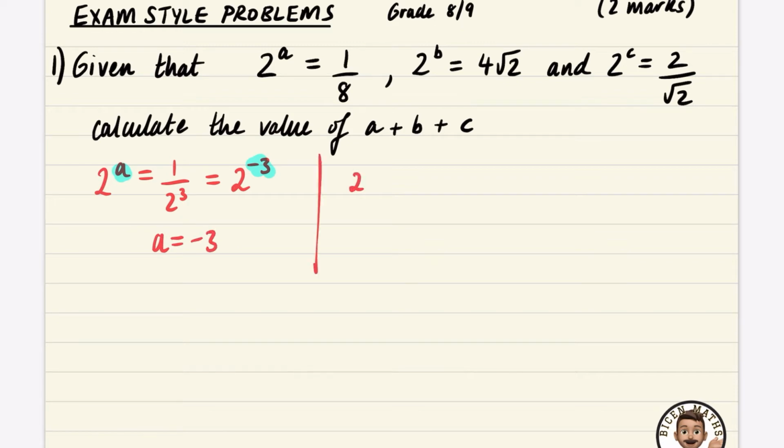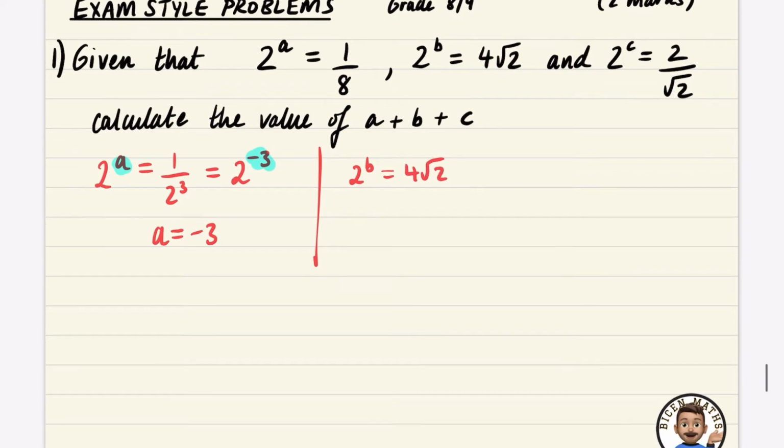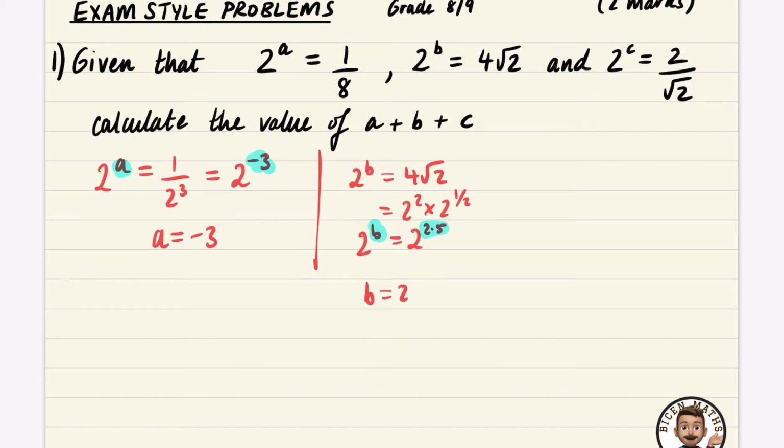Now for the second one, I have 2 to the power of b equals 4 root 2. So 4 root 2, that's 2 squared times 2 to the half. This is very similar to the one we just did. You add those powers, and that would be 2 to the power of 5 over 2, or 2 to the power of 2.5. I don't mind if you want to do it as a decimal or a fraction. I probably prefer the fraction, but I'll do one as a decimal just for a change. So that means that b is equal to 2.5.